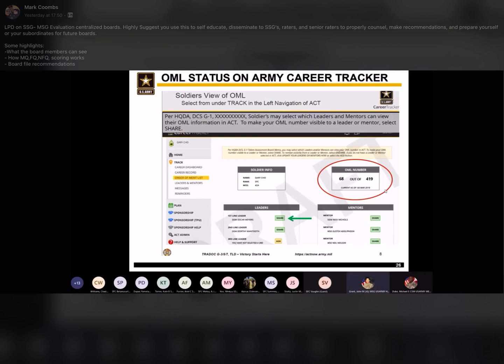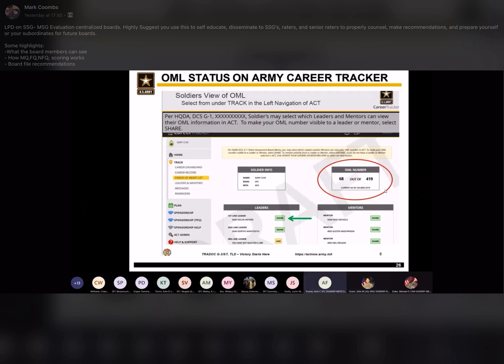But most leaders will have that good rapport with their soldier, that the soldier will feel comfortable to share it and ask, hey, here's my OML. What can I do better? Or what do I need to do better? Or, here's my OML, I think doing my college education really worked. It's really just to give you a good view of where you stand. But that OML is going to drive those other decisions as far as promotions and such. So any questions about the OML number in Army Career Tracker?